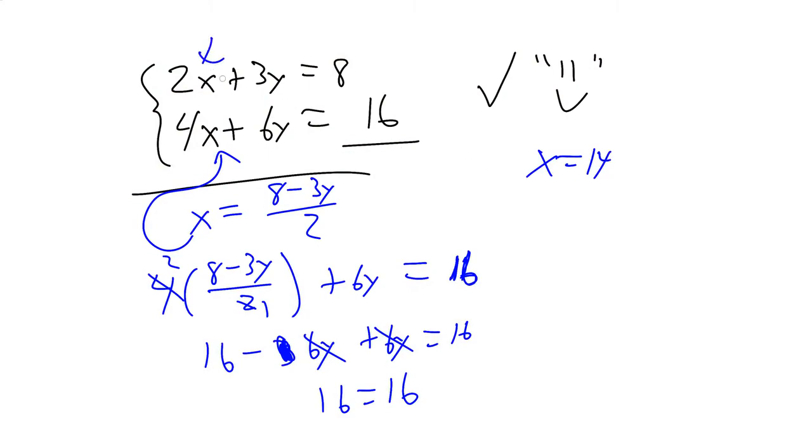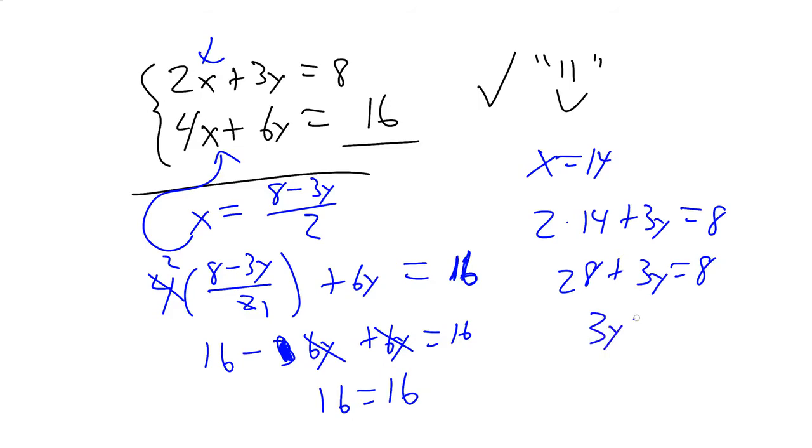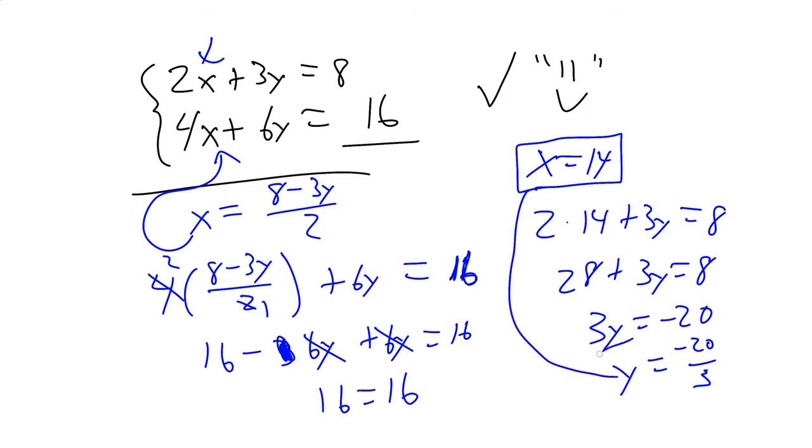Well, anyway, plug that in there, right? So let's say we have 2 times 14 plus 3y equals 8. Then 2 times 14 is 28 plus 3y equals 8. I'm going to subtract 28 from both sides, and I'm going to get 3y equals negative 20. I'm going to divide both sides by 3, right? Negative 20 over 3. Okay, so what I've just proven is that x equals 14 together with y equals negative 20 thirds is a solution to this.